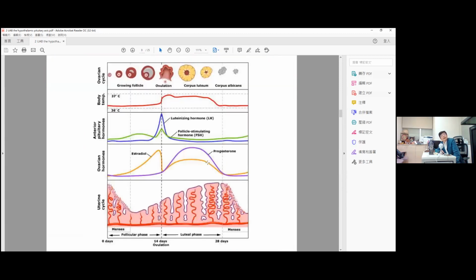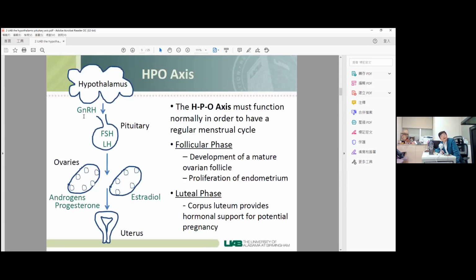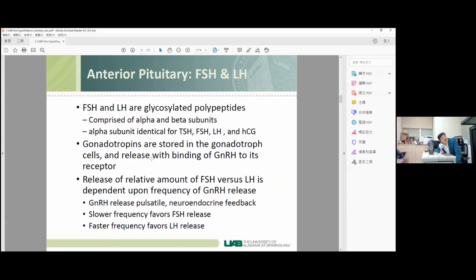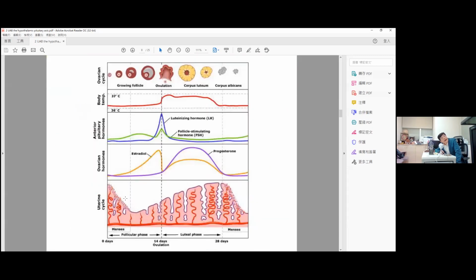So do you know the HPO axis, from the hypothalamus between the ovary and the uterus. This is a simple paradigm and becomes a very complicated but very important physiology of female menstruation. Any question? Okay, if no question, let's go further.